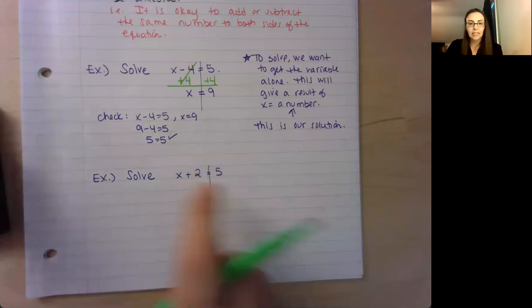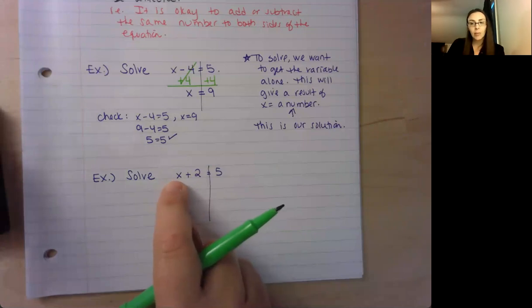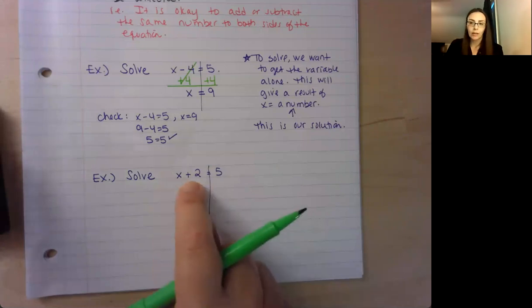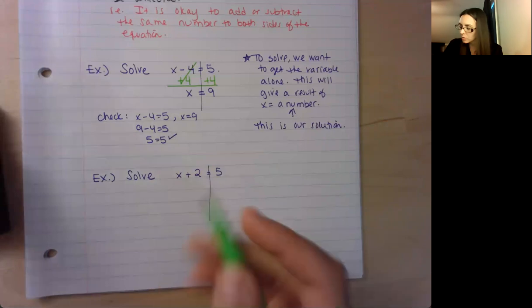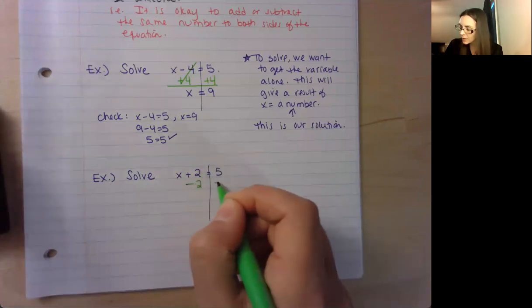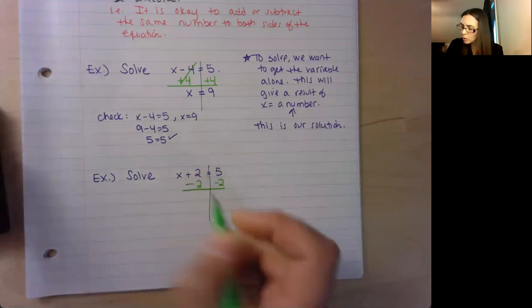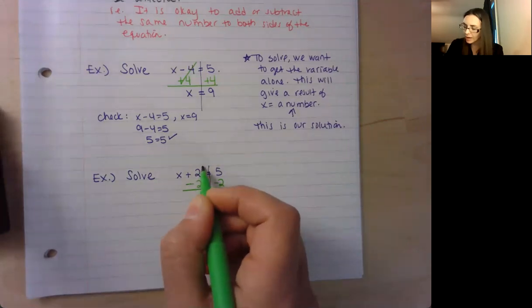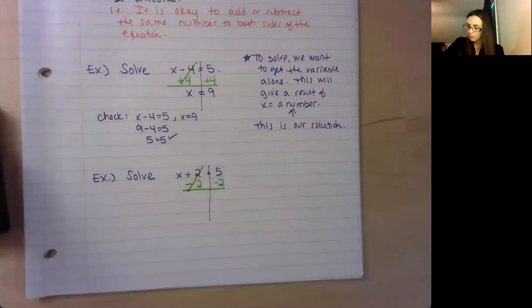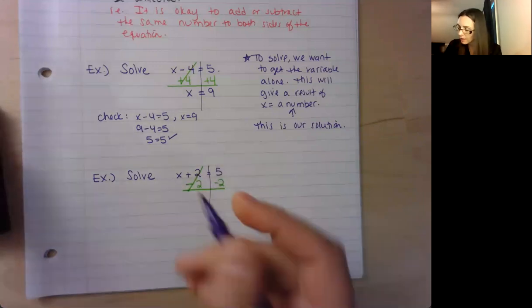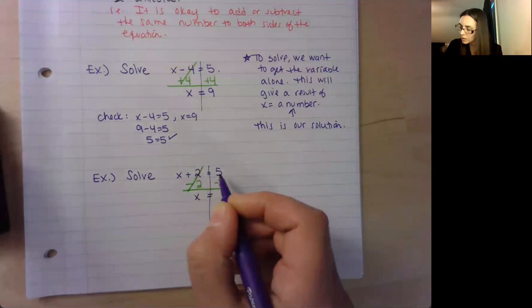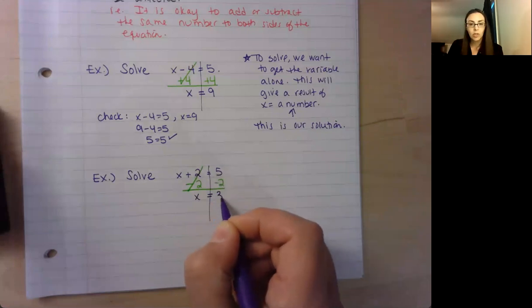So again, I want the x by itself. So if I want the x by itself, I want this plus 2 gone. It needs to go away. And the opposite of adding 2 is subtracting 2. So that's how we can make it go away. So I'm going to subtract 2 on both sides. Now 2 minus 2 is 0. So that part actually goes away, right? Because if we're adding 0, it's not going to change anything. And then on the other side, 5 minus 2 is 3. So there's my solution, x equals 3.